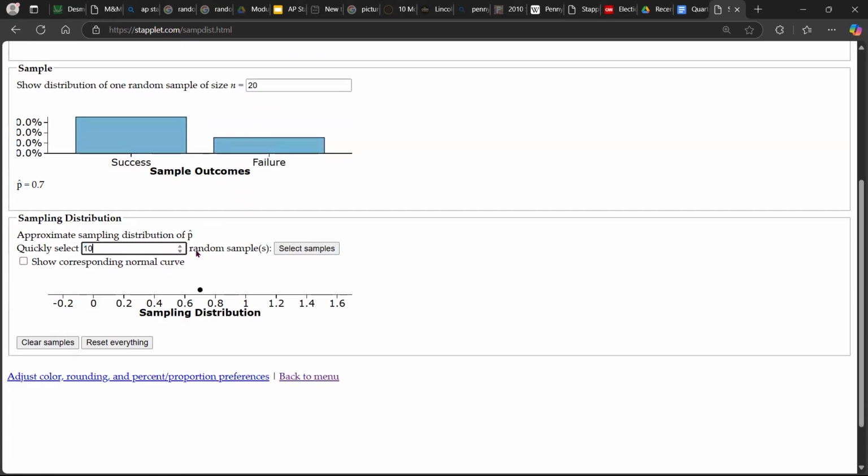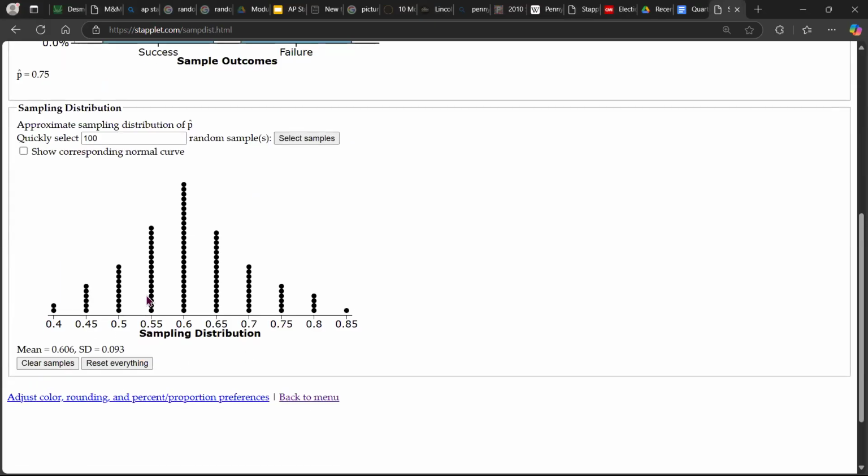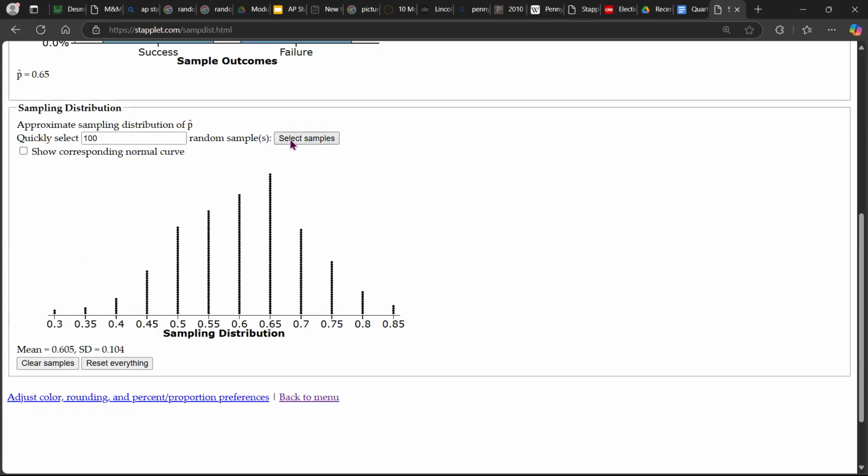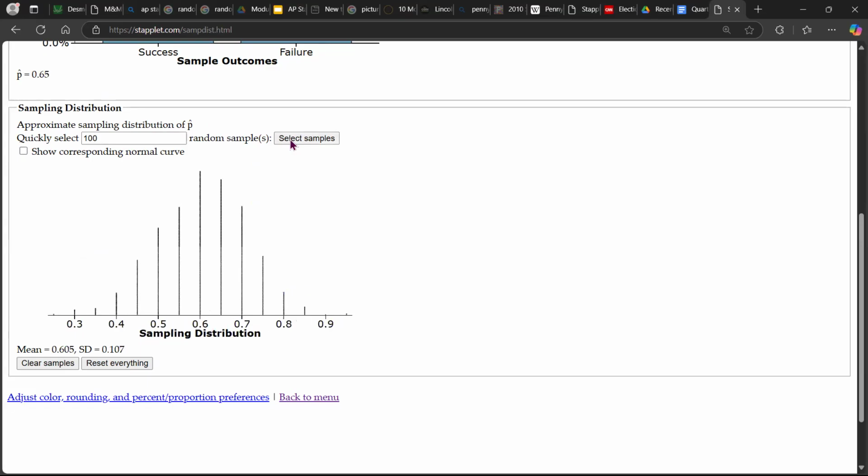So maybe if I put 100 samples on here, you might get something of a nice curve that has one peak and might be centered around 60%. And if I keep adding samples to that, eventually it might have something like a normal distribution.